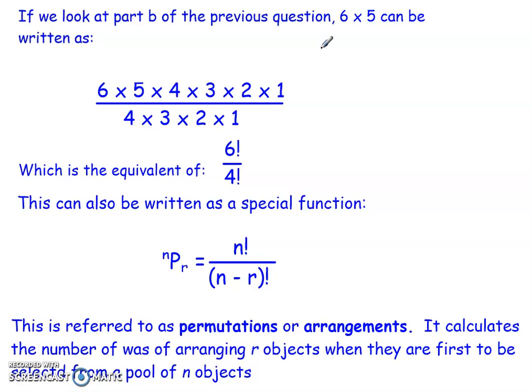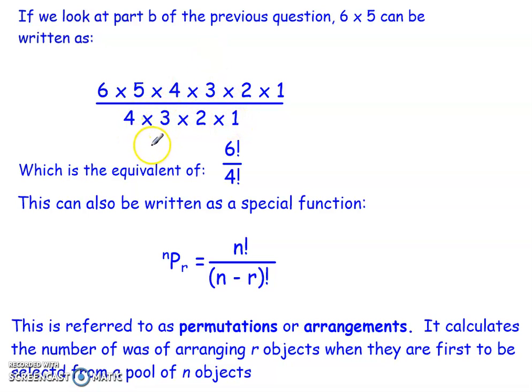Now, if you look at part B in question 1, we said that there were 30 possible ways the 2 prizes could be awarded because it was 6 times 5. So 6 ways of finishing first, 5 ways of finishing second. Well, if you think in terms of factorials, that can be written as 6 factorial over 4 factorial. 6 factorial is 6 times 5 times 4 times 3 times 2 times 1. The bottom, 4 factorial, is given by 4 times 3 times 2 times 1.